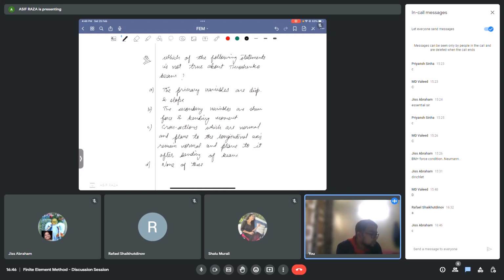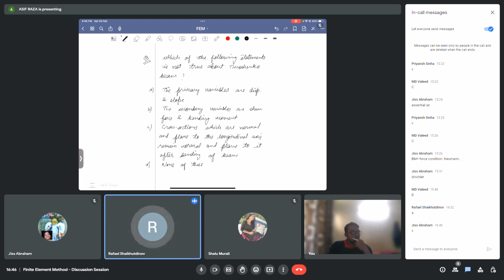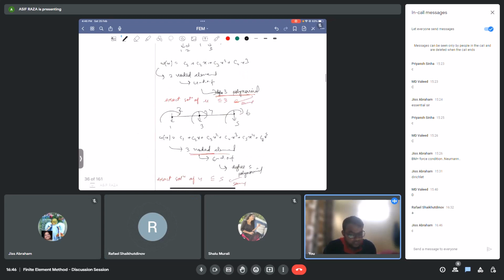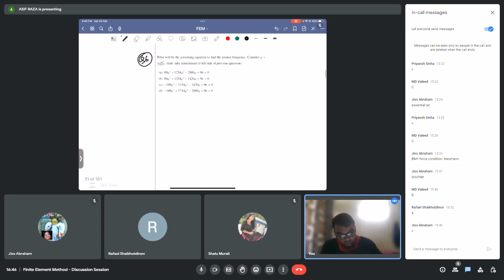Abraham says option C. What about Rafael? I don't understand the second option, actually. What are the variables? Force and bending moments are boundary conditions. We do not consider them as variables. Okay, I think you joined this class later, so you don't know. Sorry, I'm late today. Yeah, I iterated earlier, previous to this class.